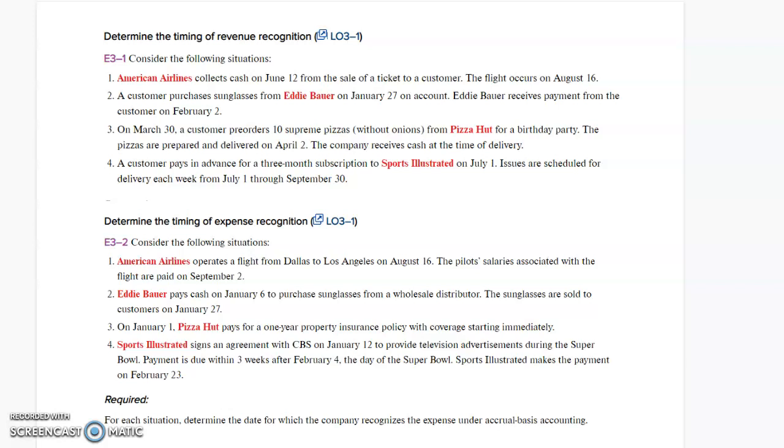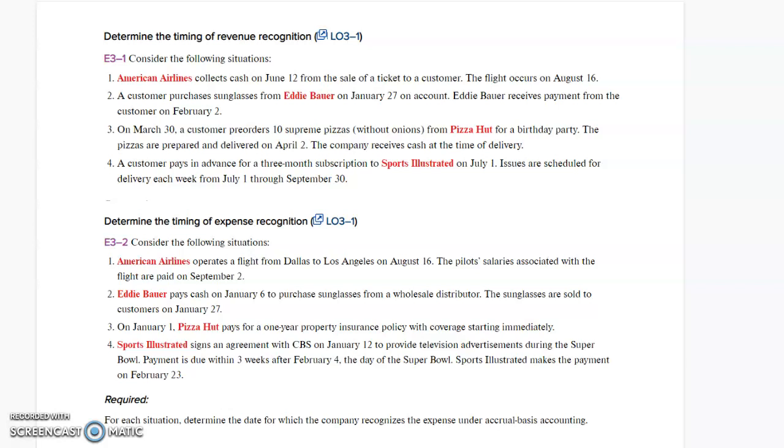On January 1, Pizza Hut pays for a 1-year property insurance policy with coverage starting immediately. The insurance was paid in January, so we're going to show the cash going out in January. None of it has expired yet on January 1, so we're going to record prepaid expense. So we paid the cash, but we haven't gotten anything for it yet. So we've got a prepaid expense, which is also an asset. Then each month as the insurance expires, we're going to expense 1 month worth of the insurance and take it out of the prepaid expense.